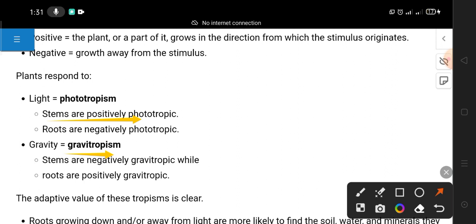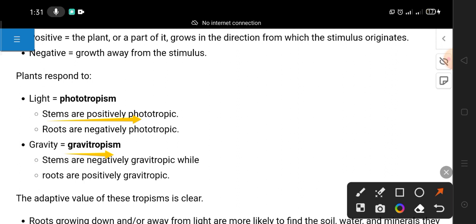Stems are negatively gravitropic, while roots are positively gravitropic, because stems move away from the center of the earth, while roots move toward the center of the earth.